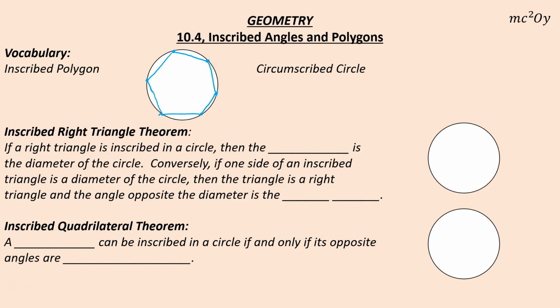A circle that contains an inscribed polygon is called a circumscribed circle. Okay, so inscribed polygon, all vertices lie on the circle.